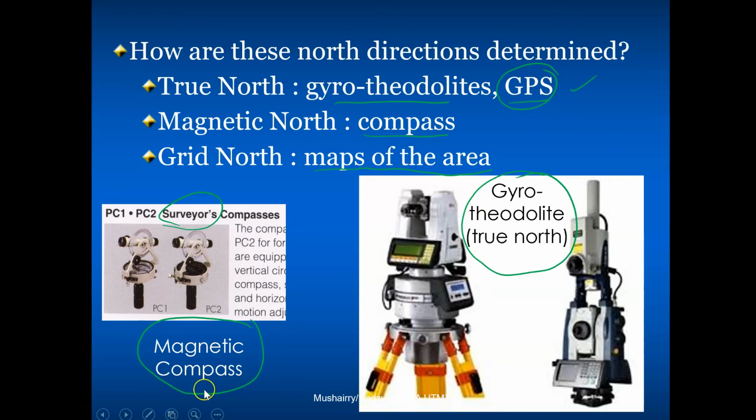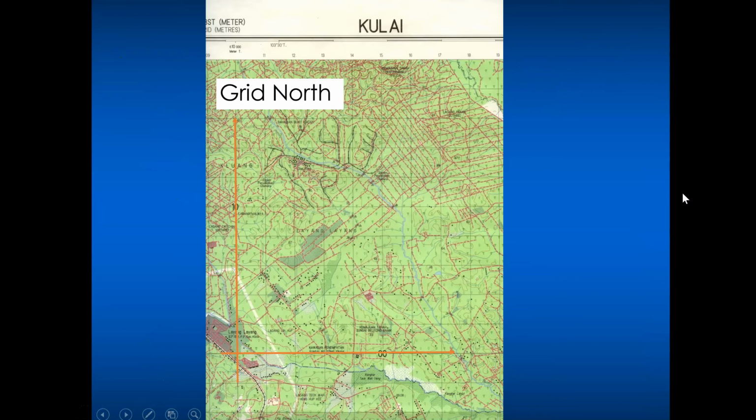So that's another bit of knowledge, another info that you ought to know. You never know, one day you might be involved in tunneling, so you will come across a gyrotheodolite. So there's a grid north, basically parallel to the northing, parallel to the side of the maps, or the grids, should I say.